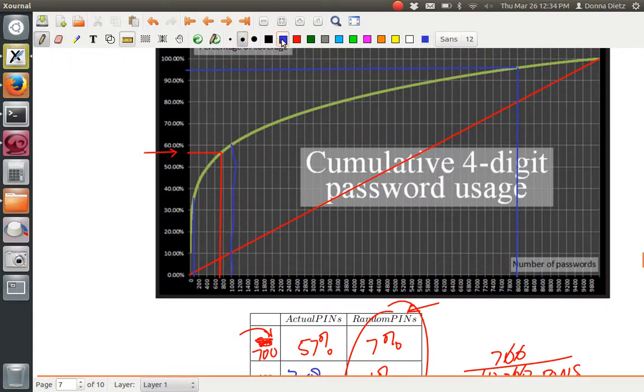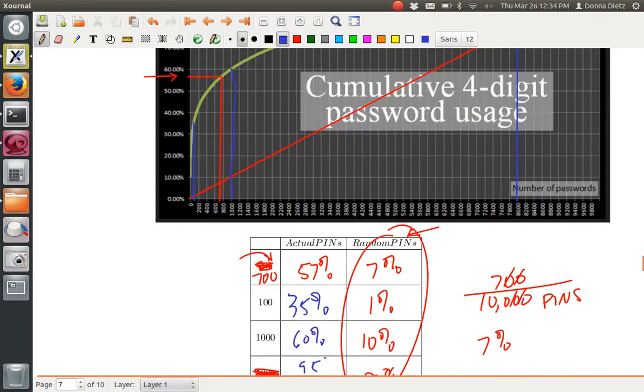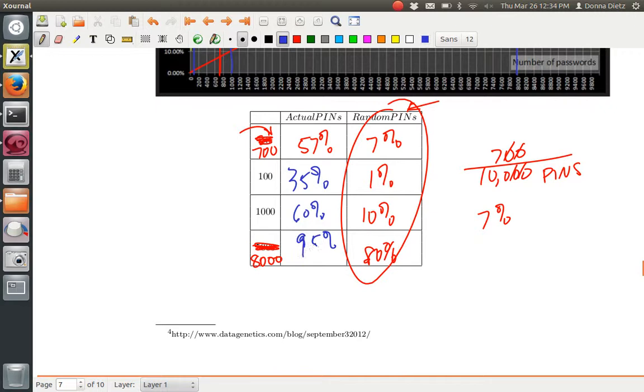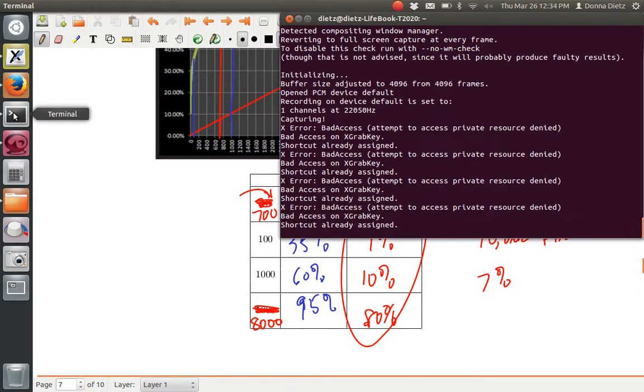Okay, so then you'd say, we get about 95% of the pins, and that's not too bad. We only expected to get 80%. We got 95%. It's not that different compared to 35% versus 1%. That's a huge difference. So maybe it will help you understand this question a little better.